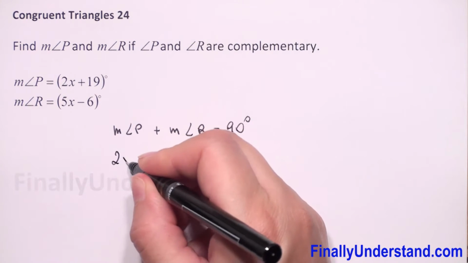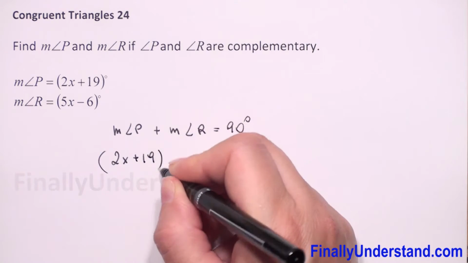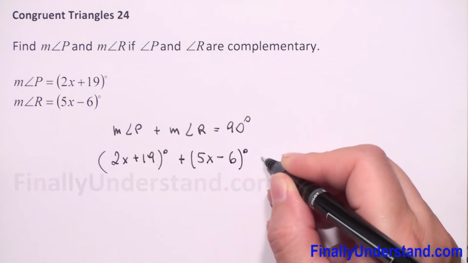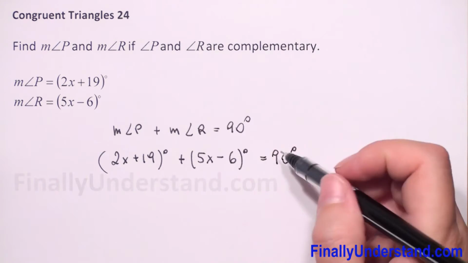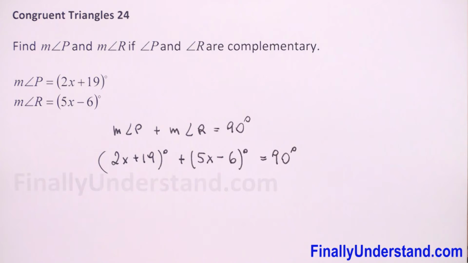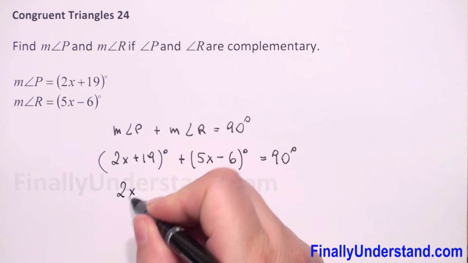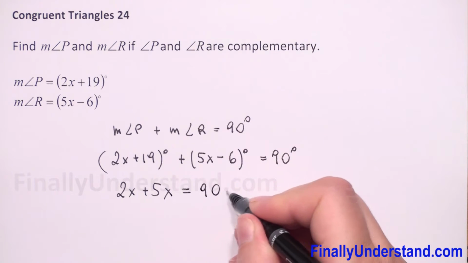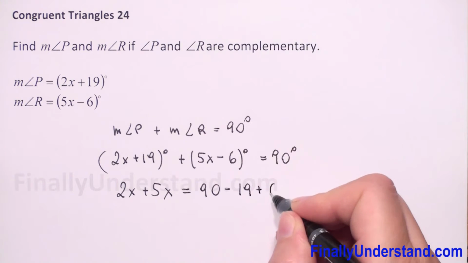So we have 2x plus 19 degrees plus 5x minus 6 degrees is equal to 90 degrees. Now we can forget about degrees and we can take down the parentheses. On the left side I will put 2x and 5x, the expressions with x's, and on the right side I will put positive 19 and negative 6. So we have 2x plus 5x is equal to 90 minus 19 plus 6.